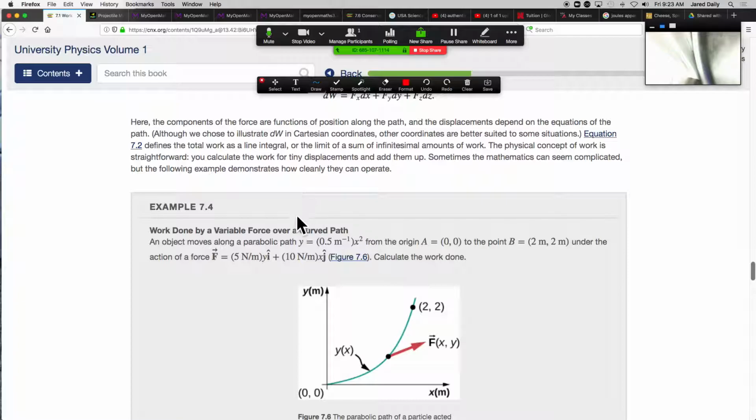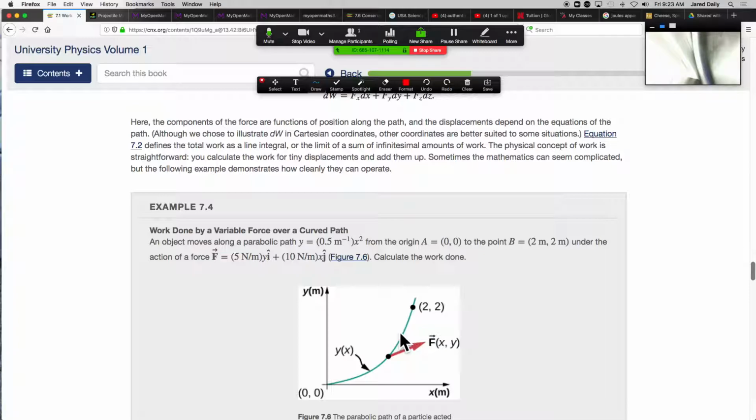And here they're doing a parabolic path, so they're actually telling us the equation for the path. So this path right here, which is a parabola, has an equation that relates y and x, that is y equals 0.5 times x squared. That is the equation of this parabola. That is going to tell us how y changes when x changes. If you take a step in x, what happens in y? That's important because that's going to tell us something about our little dx, dy steps.